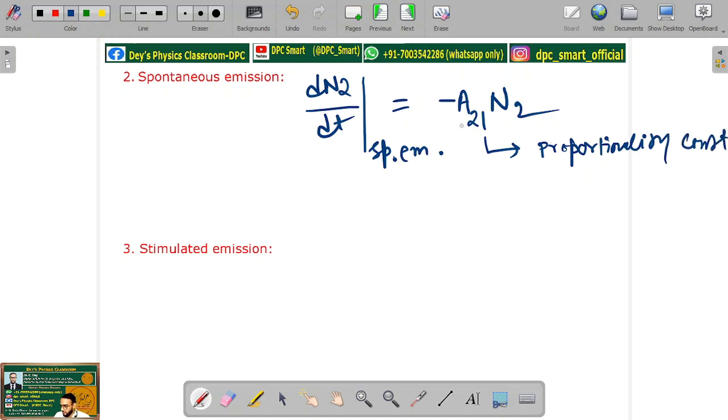Here I want to discuss why this negative symbol came, and also why I am writing this suffix as 21 while for the previous case it was 12. The negative symbol comes due to the decrease of the population of E2. That means from the upper level, due to spontaneous emission, the population N2 is decreasing, and that is why I have put a negative symbol before the proportionality constant. The suffix 21 means the transition is from level 2 to level 1, excited level 2 to ground level 1. That's why I have written 21.